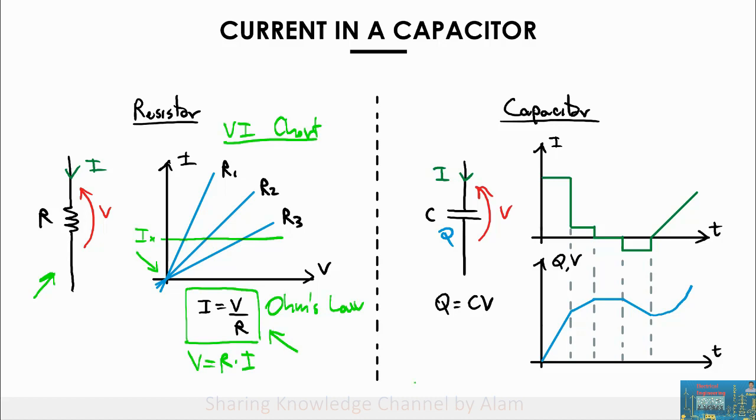You see that for resistor R1, that is the smallest of all, you only need this amount of voltage to generate that current. For R2, you need a higher amount of voltage. And for R3, which is the bigger resistance, you need an amount of voltage that is even higher to generate the current Ix.